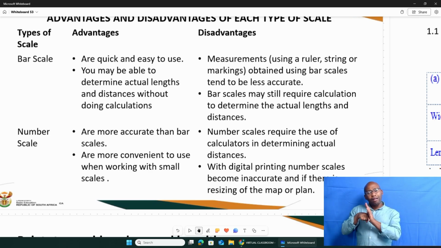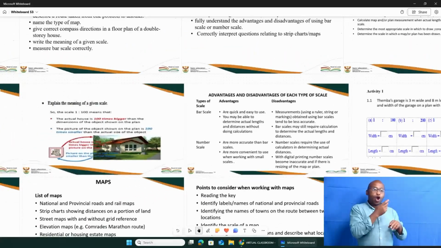The number scales require the use of a calculator. It means you have to use the calculator. Remember, in the bar scales, you don't use a calculator, and you can also read it directly. But on the number scales, you have to use the calculator. With digital printing, number scales become inaccurate. So it means that a bar scale is accurate and the number scale is inaccurate. It means there is a resizing of a map or plan. As you know, with number scales, sometimes you convert to the nearest kilometer or the nearest centimeter, and with the bar scale, you don't convert, it gives you the correct thing.